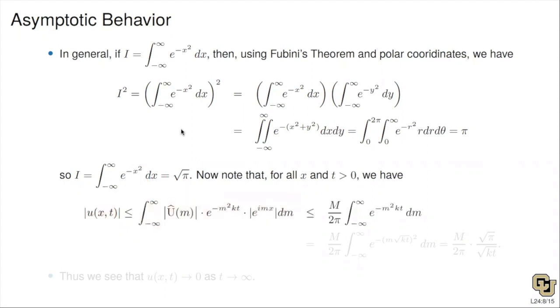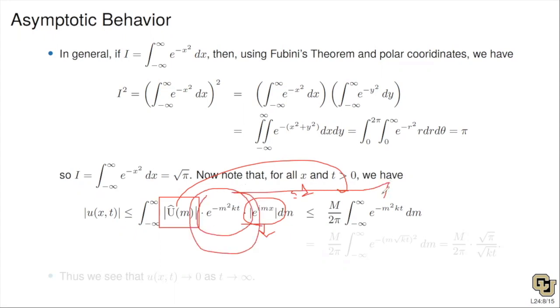So we can bound this part. That was the very first property of the Riemann-Lebesgue lemma, which told us u hat of m was bounded by the integral of u over 2 pi. E to the imx, remember this is actually cosine plus sine, we can bound with 1. So the only term that's left is this e to the minus m squared kt stuff.